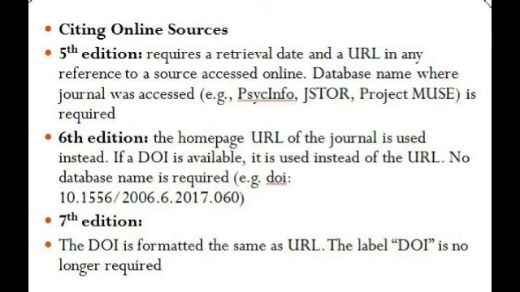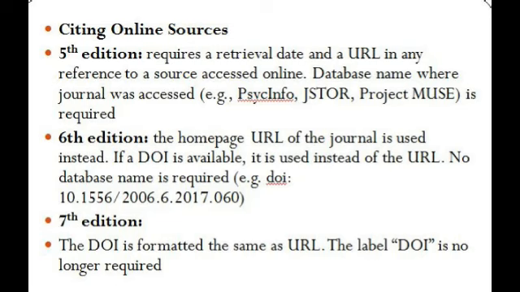However, the 7th edition has changed all that. In the 7th edition, the DOI is formatted the same as a URL. The label DOI is no longer required. Here is how it's done now according to the 7th edition.